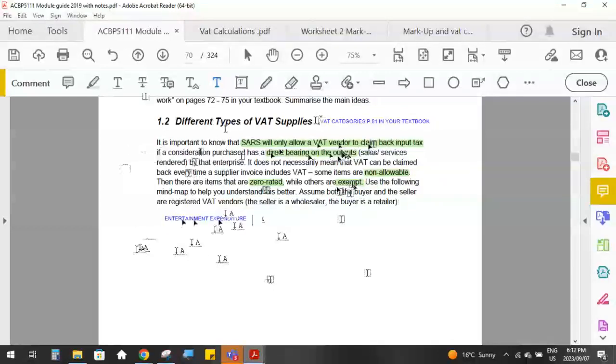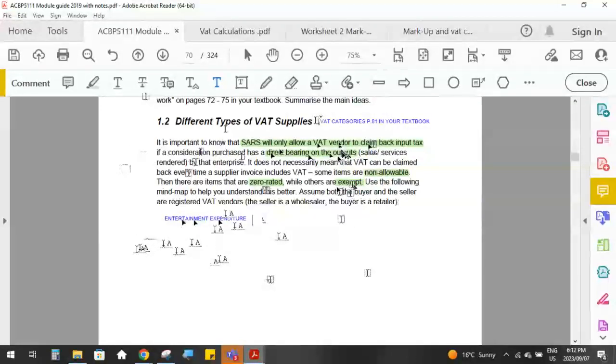And then the last one is passenger vehicles. So we remember here we're looking at non-allowable items. So if a business buys a passenger vehicle, so it's like what we call a sedan car that is made to carry people, just normal people, I'm not talking about like a minibus taxi, just a normal sedan car, we are not allowed to claim the VAT back when we purchase that type of vehicle. If the business purchases a delivery vehicle, like a panel van that they're going to use to deliver goods, or a bakkie that they're going to use to cart goods around in, then they are allowed to claim the VAT back on that type of vehicle.